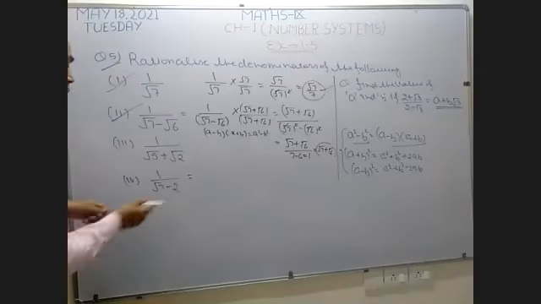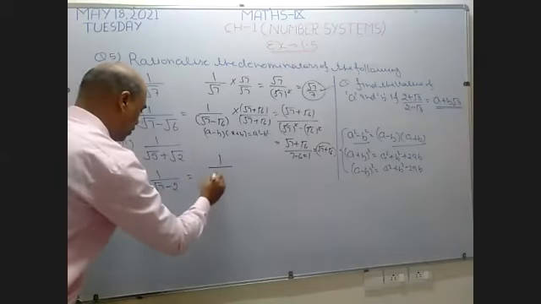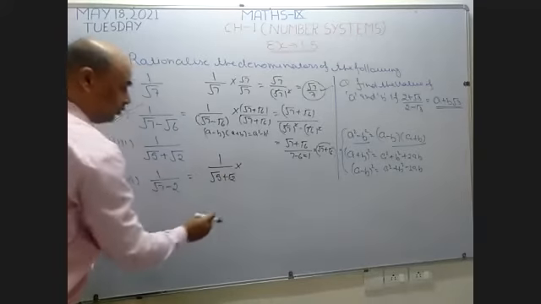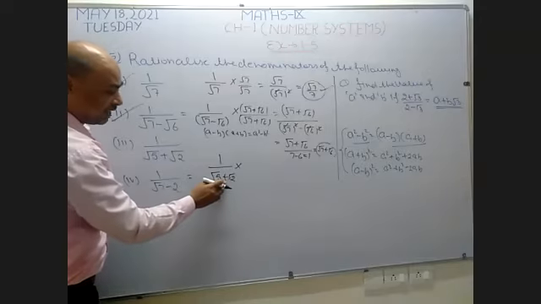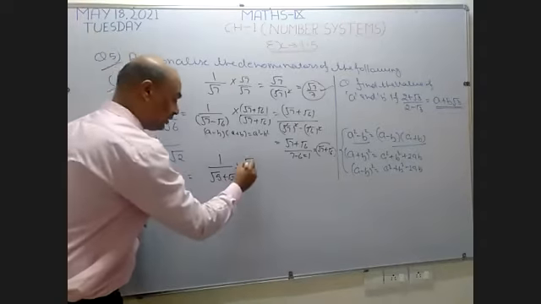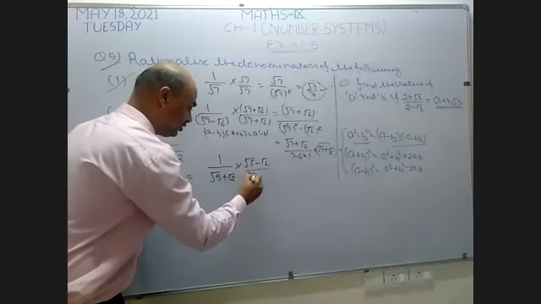See what is given. 1 upon root 5 plus root 2. Now I want to rationalize this. Now, which sign is there? A positive sign is there. It means I want to multiply and divide by the negative sign. The number will remain the same. I want to change the sign between them. Between them, a positive sign is there, so I want to rationalize it by the negative sign.